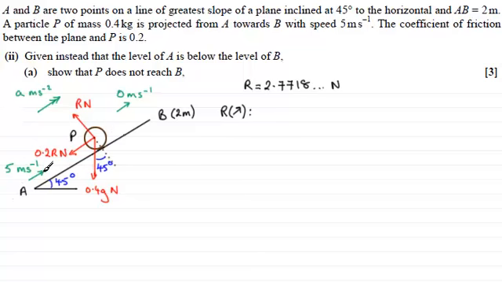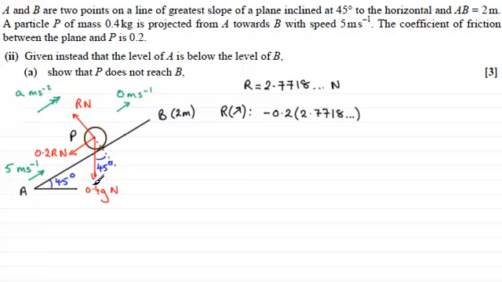all of this frictional force acting down the plane in the opposite sense to what I've got here. So it's going to be negative, and it'll be 0.2 multiplied by R being 2.7718 and so on, okay? As for R, that's not going to enter this equation because it's perpendicular to the direction I'm resolving in.